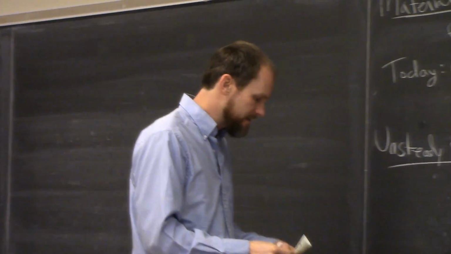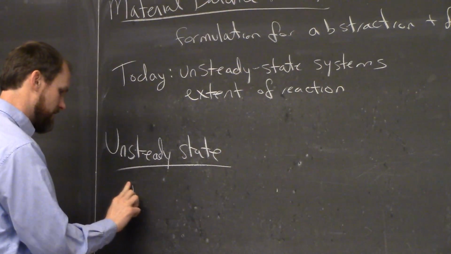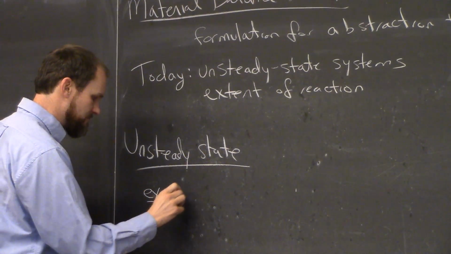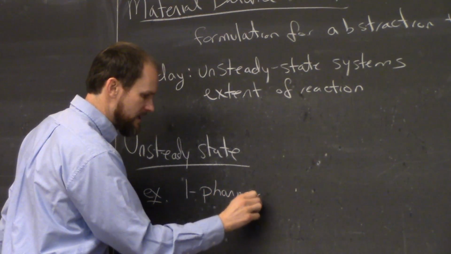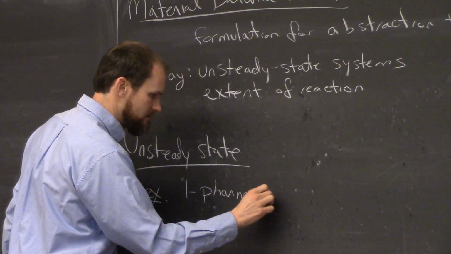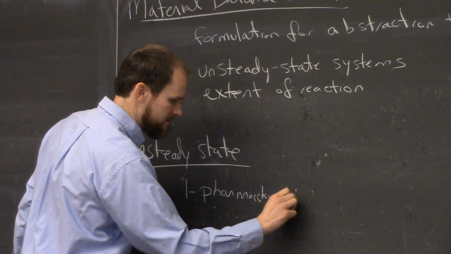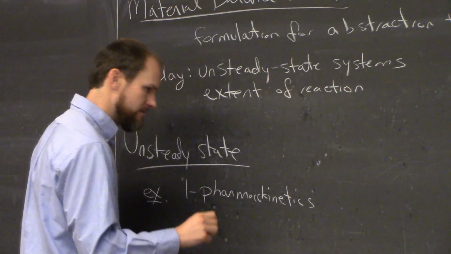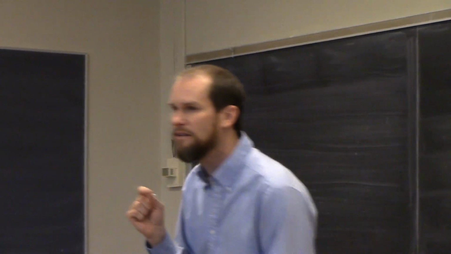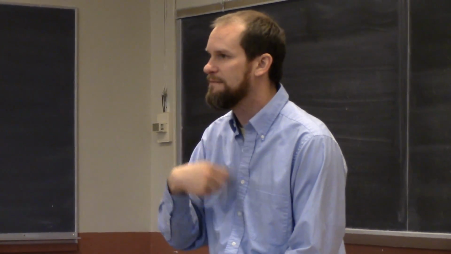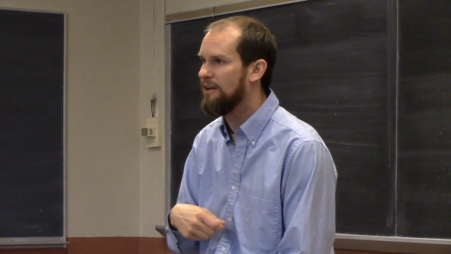So, unsteady state. Let's start with some examples. One is pharmacokinetics. If you take a drug, if you take a pill, that drug has some kind of kinetic lifetime in your body, how long it circulates and how long it activates.